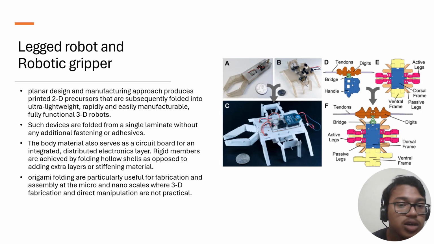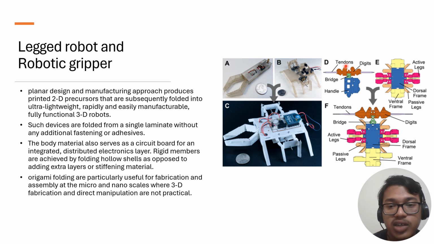As you can see in this diagram, A is a manipulator, B is a legged robot, and when we combine the designs of A and B, we get C, an ant-inspired legged robot that can perform manipulations also. The planar design and manufacturing approach produces printed 2D precursors that are subsequently folded into ultra lightweight, rapidly and easily manufacturable, fully functional 3D robots. Such devices are folded from a single laminate without any additional fastening or adhesive.